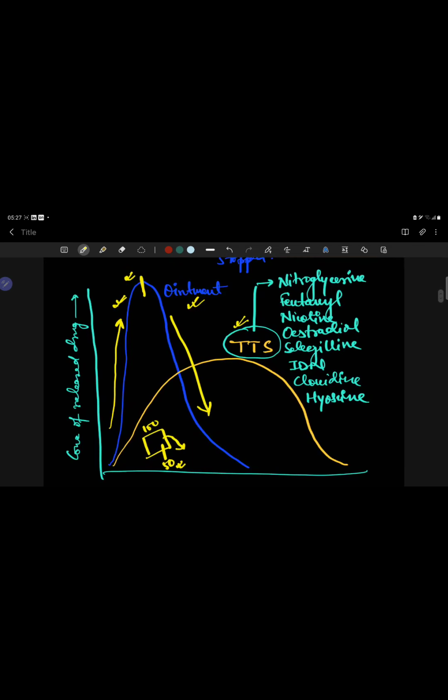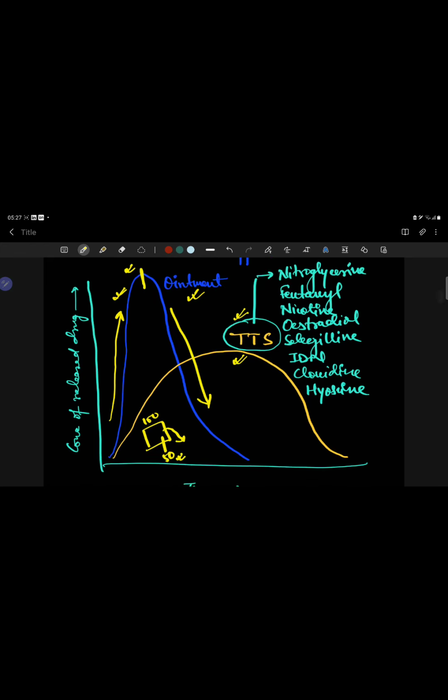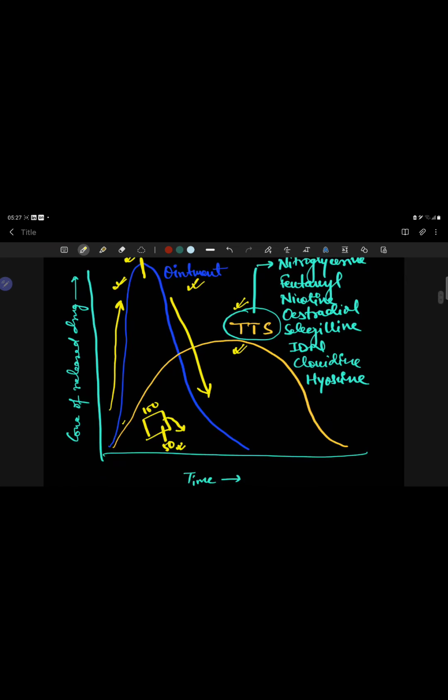This is ointment, and this is transdermal, like patches, right, transdermal system. Now you see, these are the patches, and the important thing is that it increases very, very gradually. You see, the peak is reached over here. This is the maximum, and then there is a gradual fall.